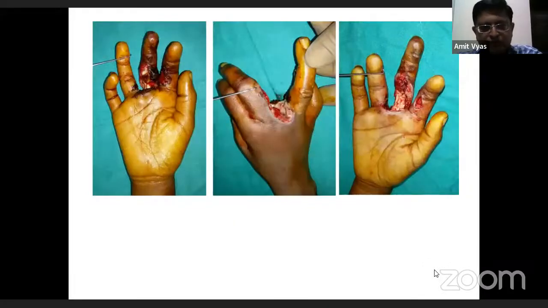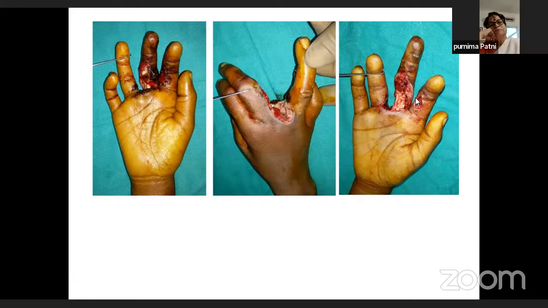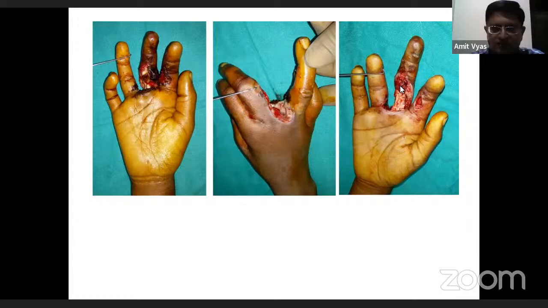So I'm going to share this complex problem to add flavor to the discussion. This young girl of 10 years presented after an electric burn, and she had this wound extending at the base of the middle finger. It is a bone deep wound, extending to the third web, and there is a superficial wound over the index. This is after debridement.